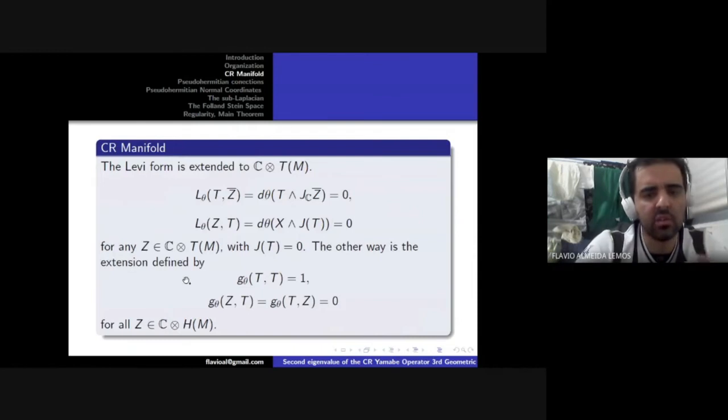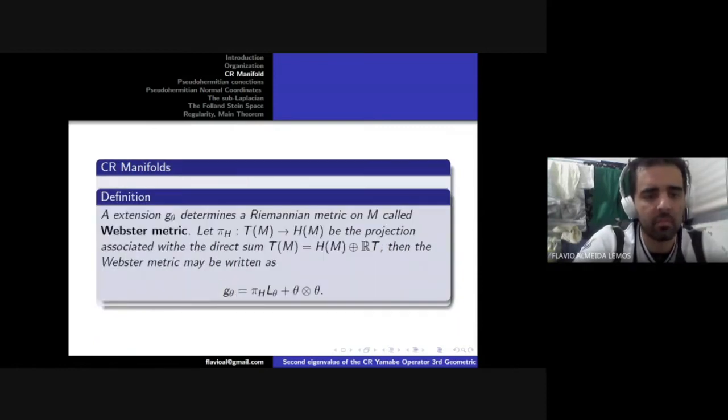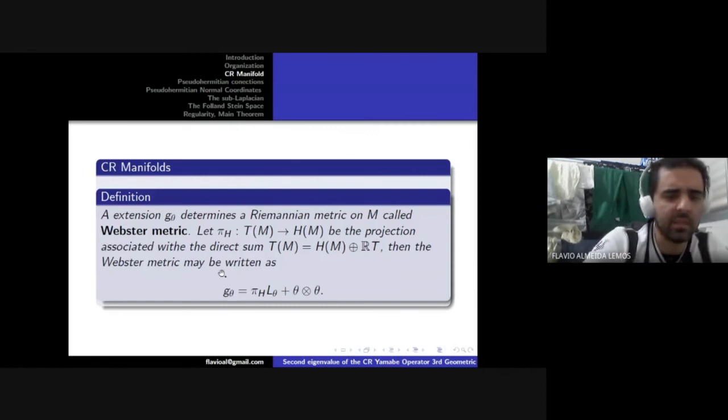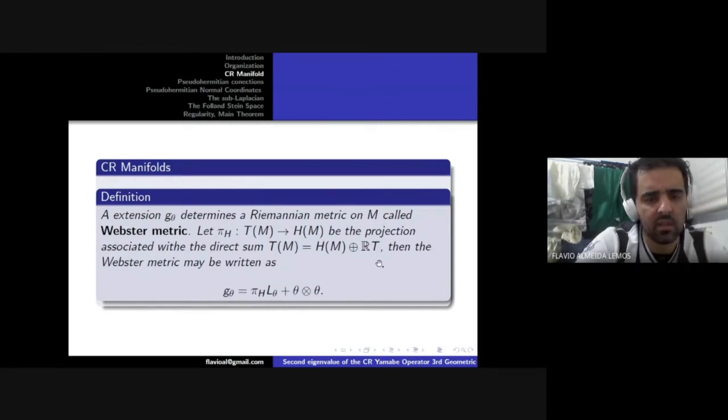Using the pseudo-Hermitian form, we define the metric over the space. This extension determines a Riemannian metric called the Webster metric. Let pi be the projection associated with the direct sum. Then the Webster metric may be written this way.